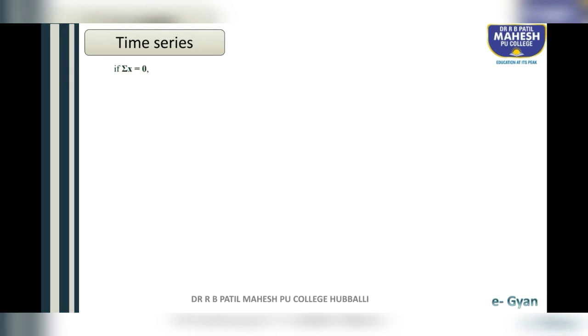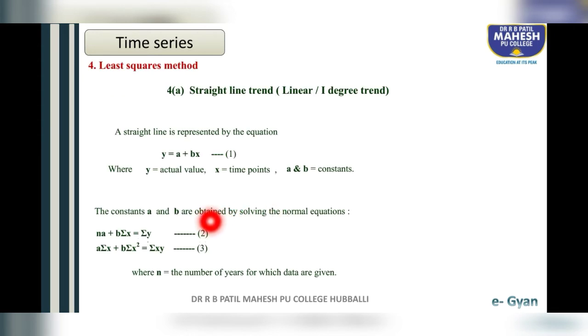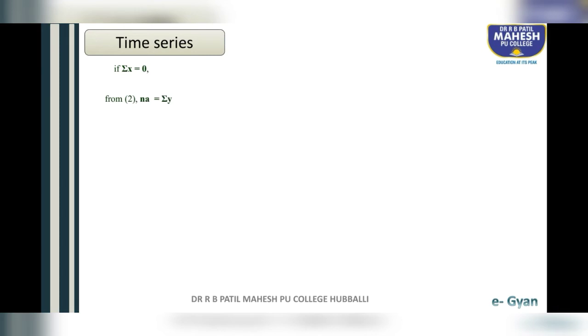Okay, students, suppose in that equation summation x is equal to 0. Put summation x is equal to 0, from equation 2 it becomes na is equal to summation y. See the equation 2, if you substitute summation x as 0, it becomes na is equal to summation y. So therefore a is equal to summation y divided by n.